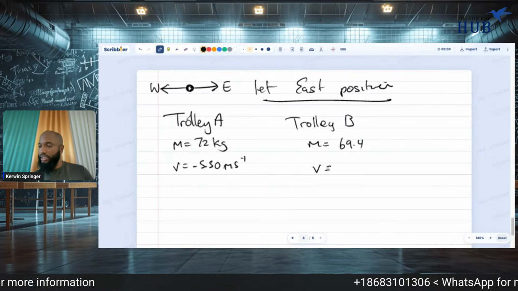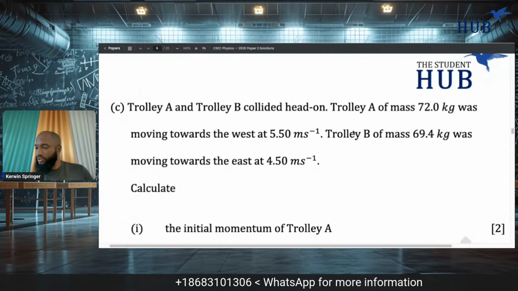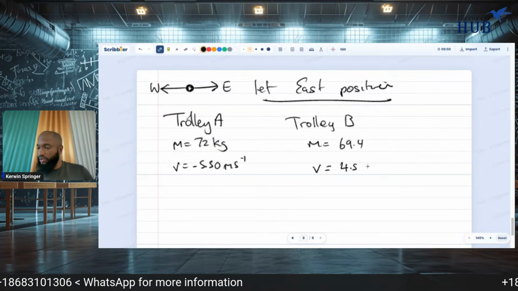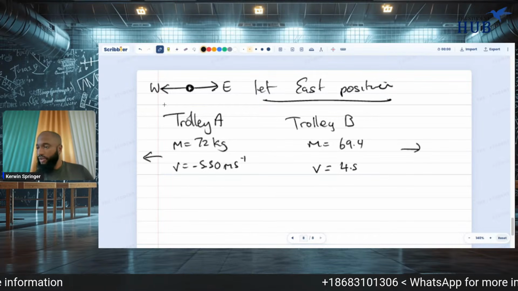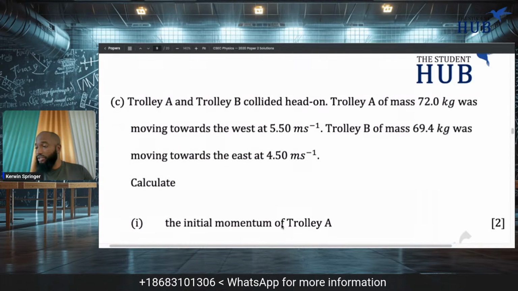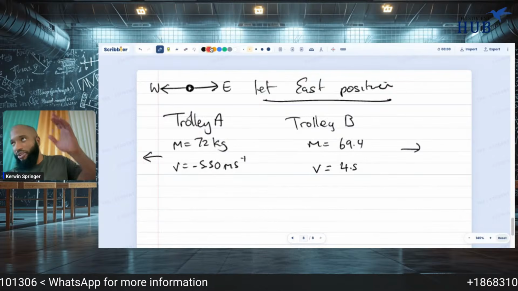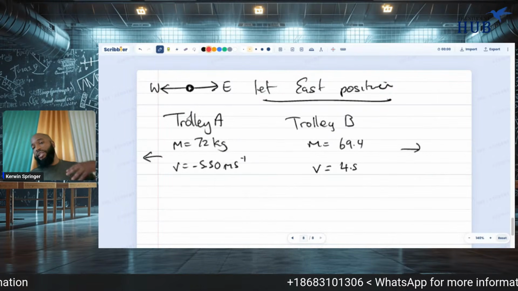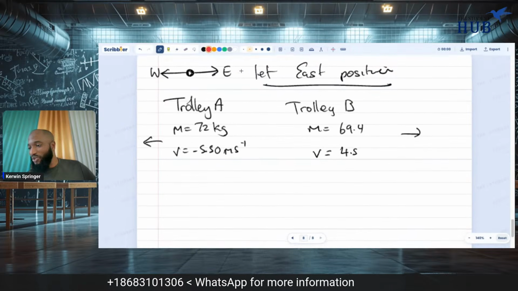And the velocity is how much? 4.5. And do we put a negative next to this one? All right, because this one is going in this direction, to the east. This one is going to the west, right? And the question probably wants the initial momentum, 3 marks, 2 marks. So the initial momentum for A, what they're going to do is break it down for you. You combine both momentums and then you get it. But they could probably give you the whole question all at once, right?